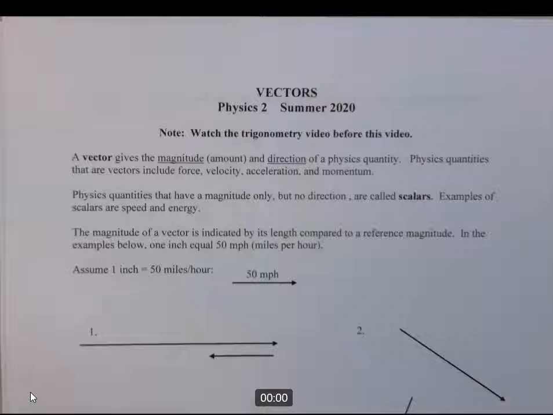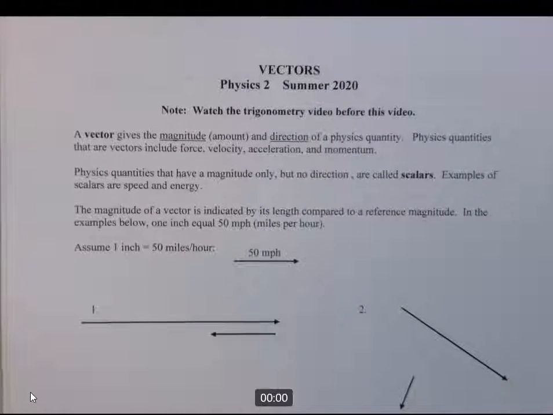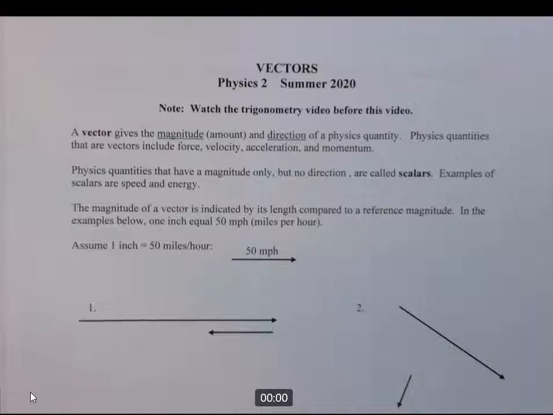The magnitude of a vector is indicated by its length compared to a reference magnitude. In the examples below, 1 inch equals 50 miles per hour. So if you have 2 inches, that would be 100 miles per hour.